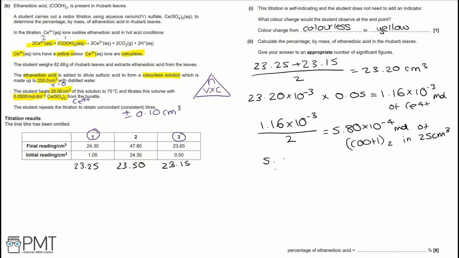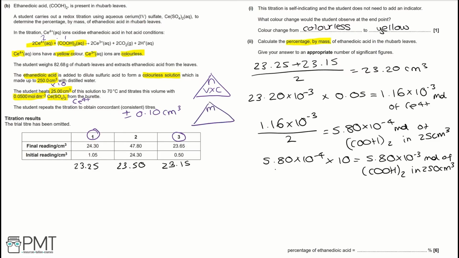So we do 5.80 times 10 to the negative 4 multiplied by 10, which gives us 5.80 times 10 to the negative 3 moles of ethane dioic acid, (COOH)2, in 250 centimeters cubed. We're asked to work out the percentage by mass, and we're going to do this using an equation triangle of mass over moles times relative formula mass. So we have moles and we want to work out mass, so we need the relative formula mass of ethane dioic acid, and we're going to multiply our number of moles by this number.